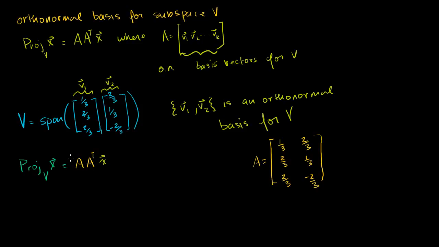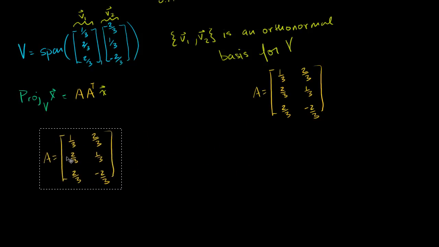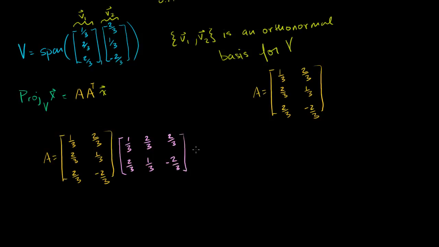So to find our transformation matrix, we just have to multiply this matrix times its transpose. Let me copy and paste this. That's A. I need to multiply that times A transpose. A transpose is going to be 1/3, 2/3, 2/3 in the first row, and 2/3, 1/3, -2/3 in the second row. That's A transpose.